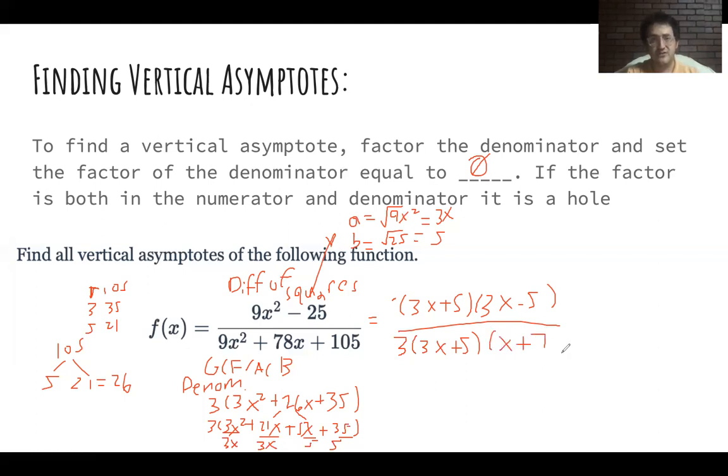And we want to read our terms and conditions here. It says, if the factor is in both the numerator and the denominator, it is a hole. So it's not a vertical asymptote. These factors go away, but we can say that there is a VA when x plus 7 equals 0. And that means that x is equal to -7, and that is where our vertical asymptote is.